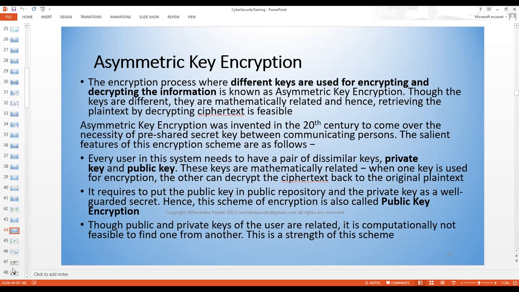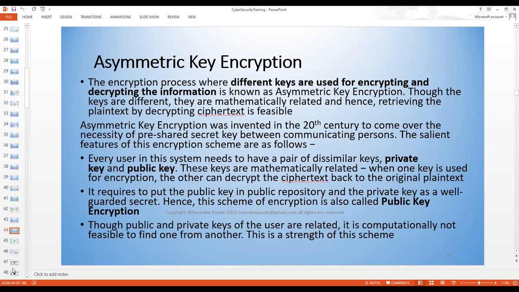Through the public key and private key, the users are related. It is computationally not feasible to find one from the other. So if you know the place of a public key, you couldn't make head or tail out of where the private key has been stored. So this strengthens the scheme, and it was normally assumed to be hacker proof when we started with asymmetric key encryption. But yes, there are some loopholes that hackers have used to even decrypt communication that used asymmetric keys as well.